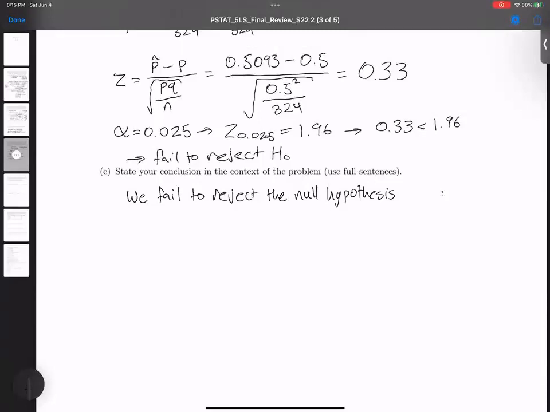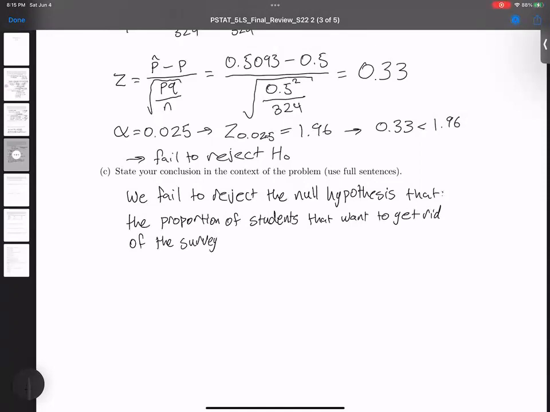So we fail to reject the null hypothesis that the proportion of students that want to get rid of the survey is equal to 0.5. So the null hypothesis is that P is equal to 0.5.